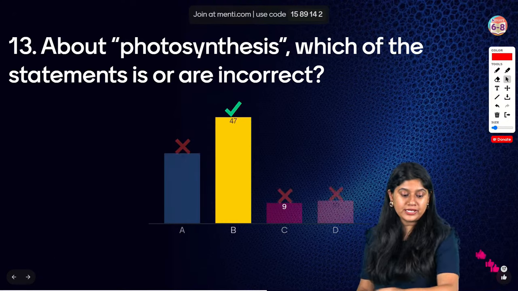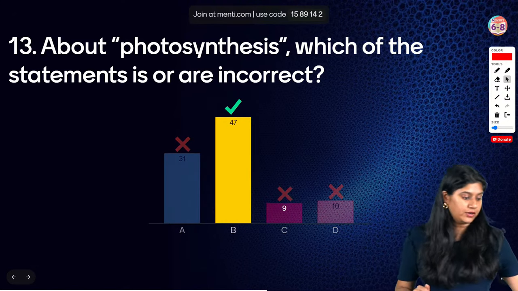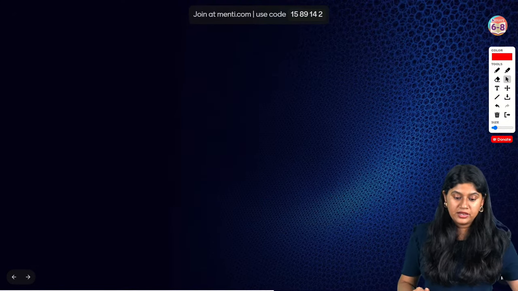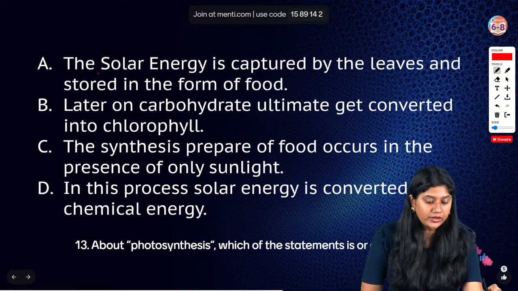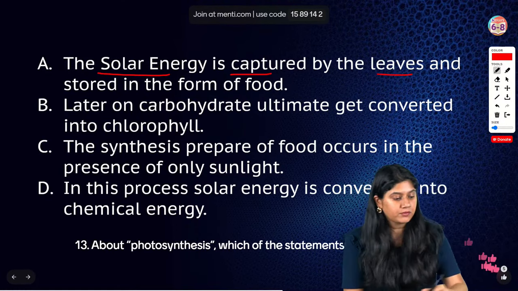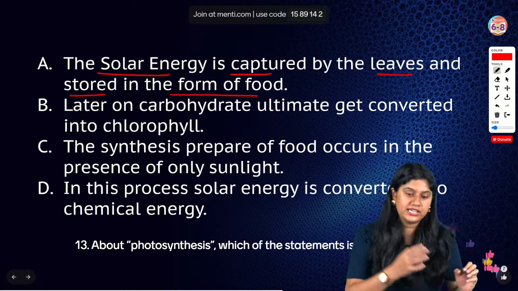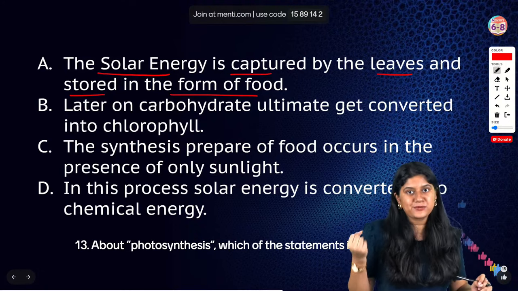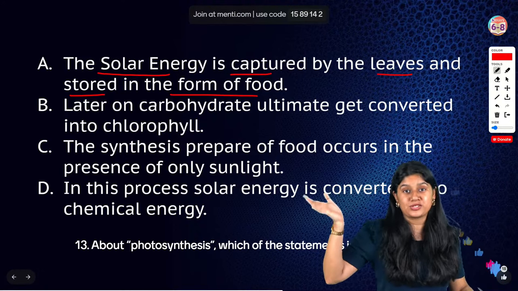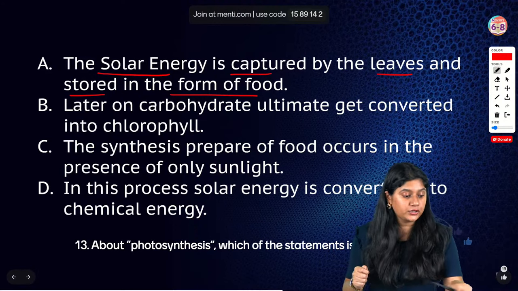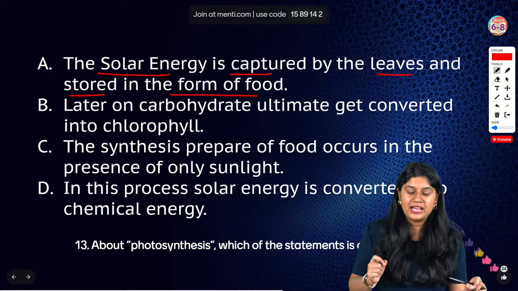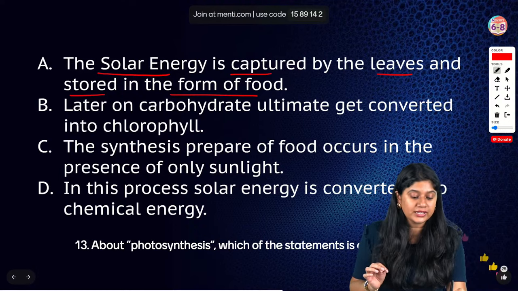Which of the following is incorrect? Very good, everyone. Option number B is correct. Let's take a look at the options. First, we know that the solar energy is captured by the leaves and stored in the form of food. Yes, there's a capturing of it, and then the process gets started. Later on, the carbohydrates ultimately get converted into the chlorophyll. No, right? It's not the correct statement.